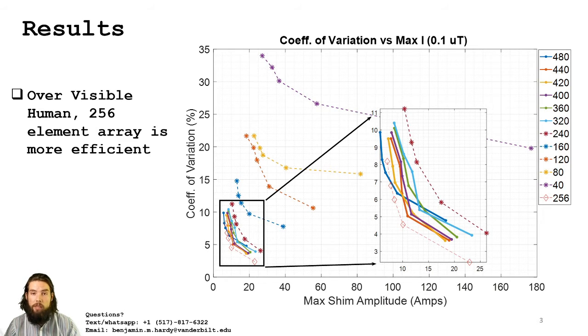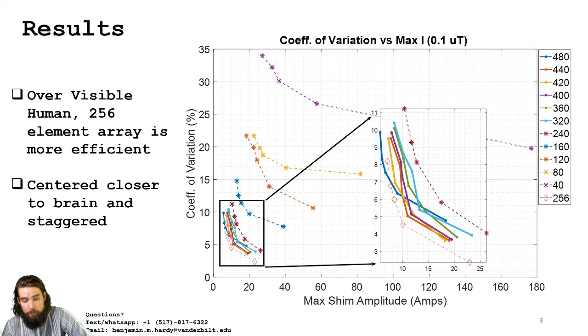Over the visible human, the 256 element array is more efficient, going to show that more loops doesn't necessarily mean a better coil. And so you can see the 256 element array is the red diamond. And you can also see that the trade-off or the benefit of more loops isn't as significant between 480 and 360 loops. The reason why the 256 element array performed best was that it was staggered and centered closer to the brain, although the loops were on the same cylinder.